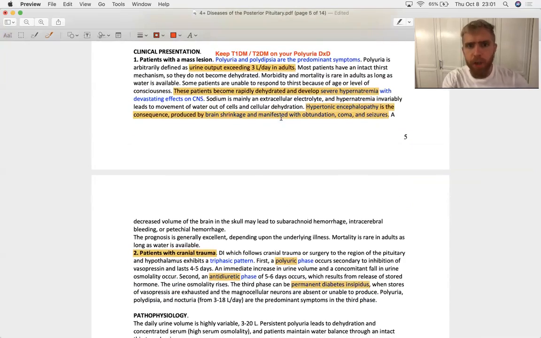Clinical presentation: urine output exceeding 3 liters a day can get up to 20. Can you imagine that? Again, keep type 1 diabetes and type 2 diabetes on your differential, especially in kids and young teenagers. You're starting to see type 2 diabetes younger and younger, and then type 1 obviously tends to present in the 6 to 10 or so age bracket.